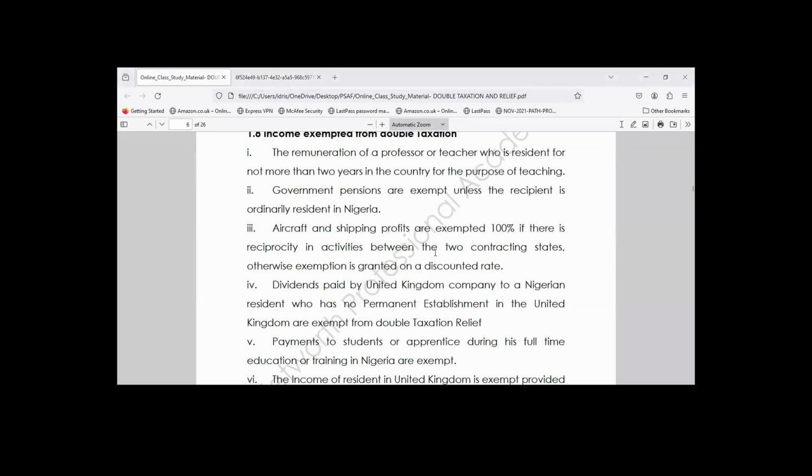So, because they fall under the taxation of specialized business, another income exempted from tax is dividend paid by a UK company to a Nigerian resident who has no permanent establishment in the UK. It's also exempted from double taxation. A Nigerian resident, somebody residing in Nigeria, receives a dividend in the UK. On such dividend, the UK government will not collect tax, because that person who received the dividend is not a resident of the UK.